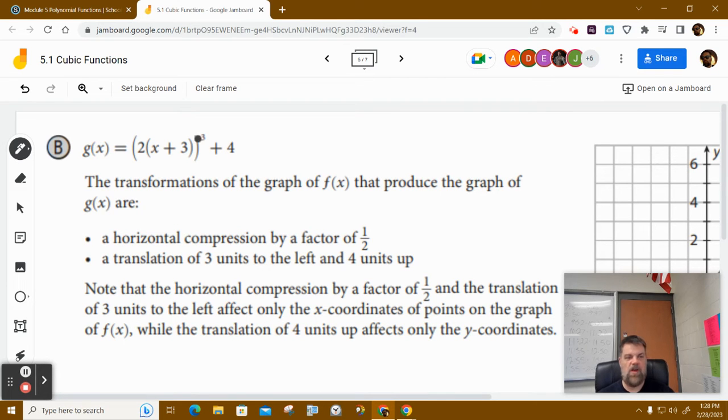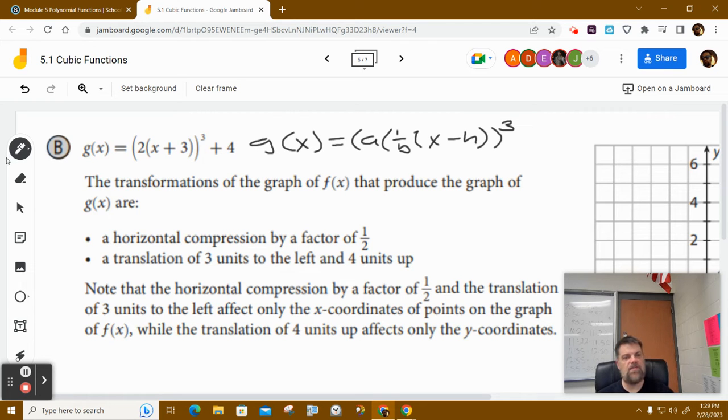The computer restarted. So remember that this is a transformation of f of x. So g of x is equal to a times 1 over b times the quantity x minus h, cubed.